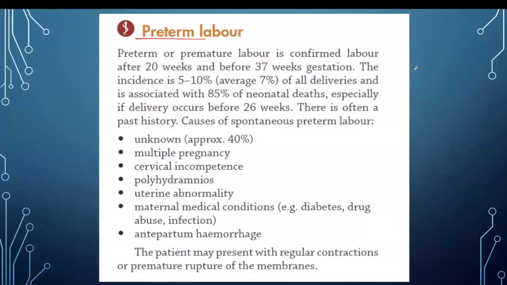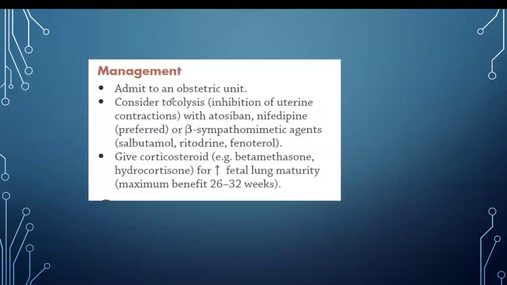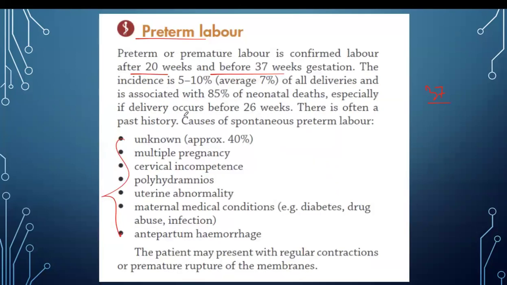Preterm labor. All of us know that term means 37 weeks. So if labor happens after 20 weeks and before 37 weeks, if there is an onset of labor before 37 weeks, that's preterm labor. Lots of causes are there. You can give it a read. And how do we know the patient has got labor?